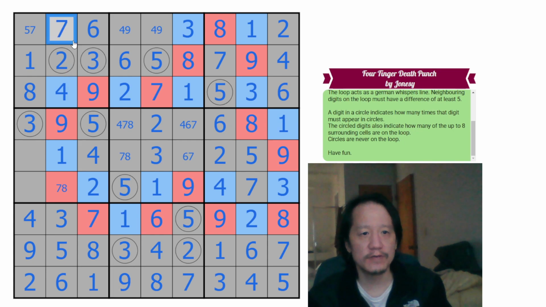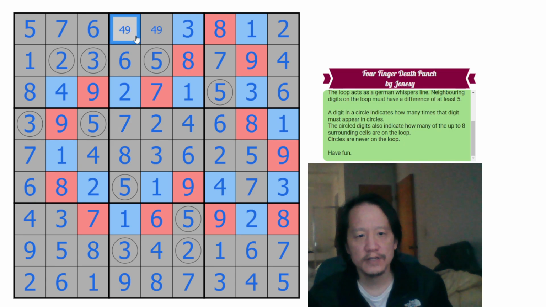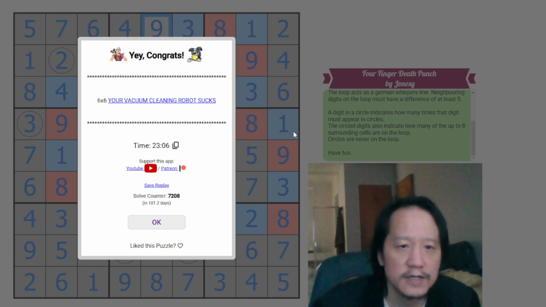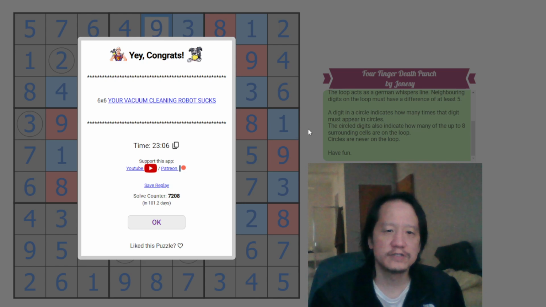This can't be 5, so this is 7, which makes that a 5. This has to be 8 because of the remaining digits. Therefore, this must be 6, and this must be 7, which makes this an 8. This makes this a 6. This can't be 6 or 7, so this is 4. This can't be 4 or 8, so this is 7. This can't be 9, so this is 4, which makes that a 9. And that's the solution. Yay, congrats.